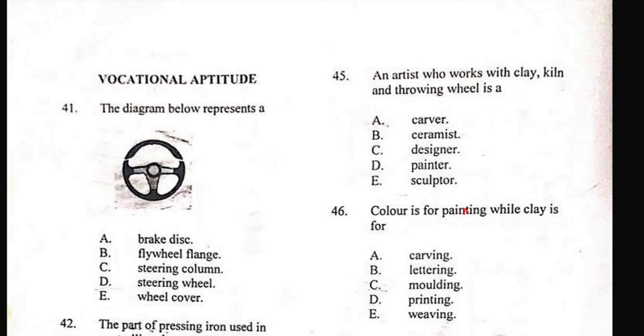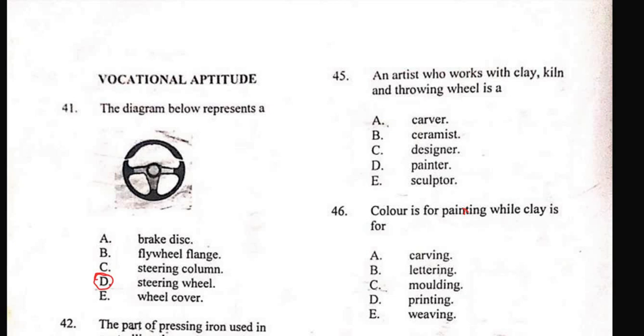The first question, which happens to be question 41, says the diagram below represents A, brake disc, B, flywheel flange, C, steering column, D, steering wheel, E, wheel cover. Among the options we have, the correct answer is steering wheel. Of course, you can see this in the car.